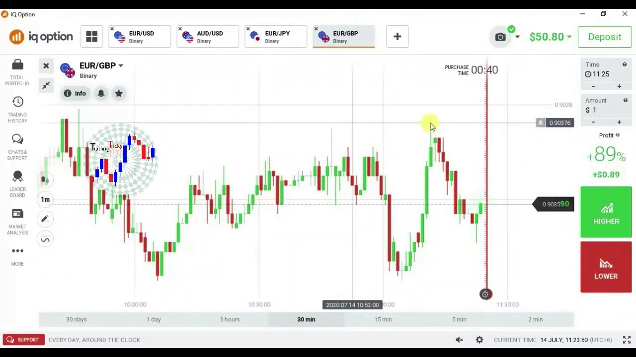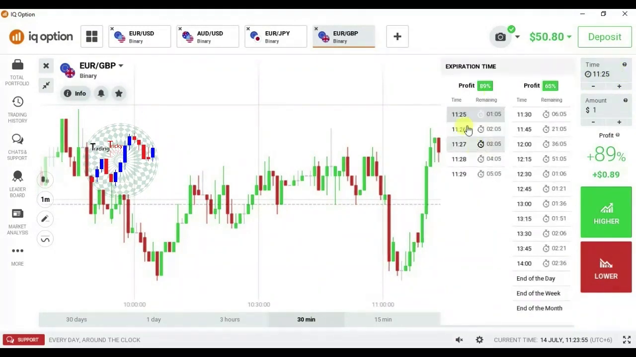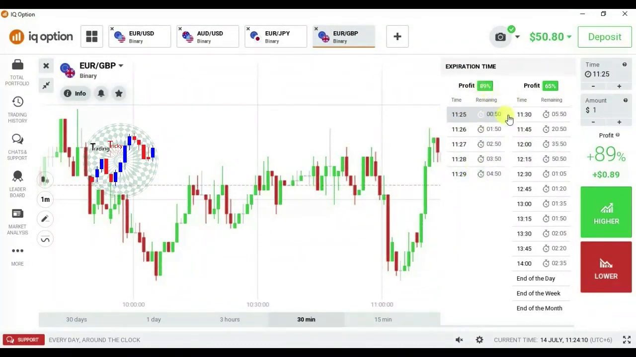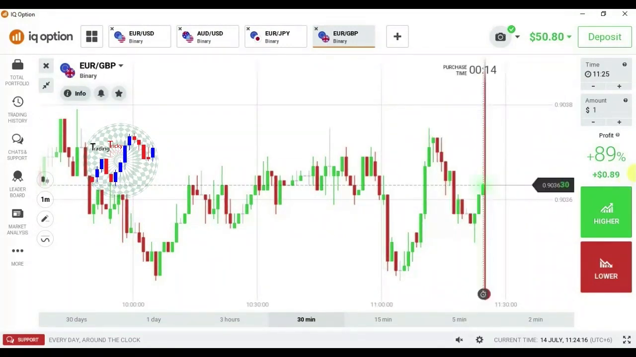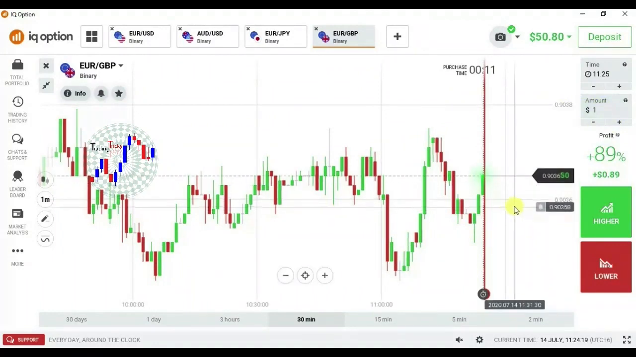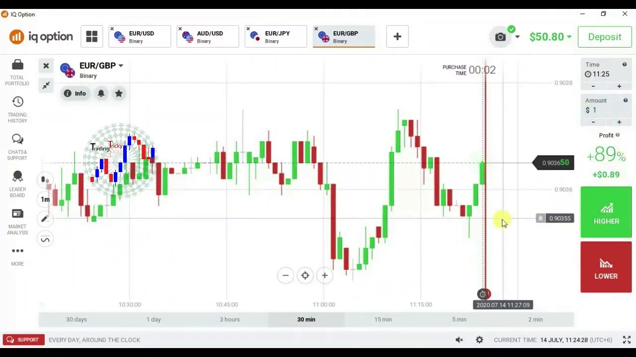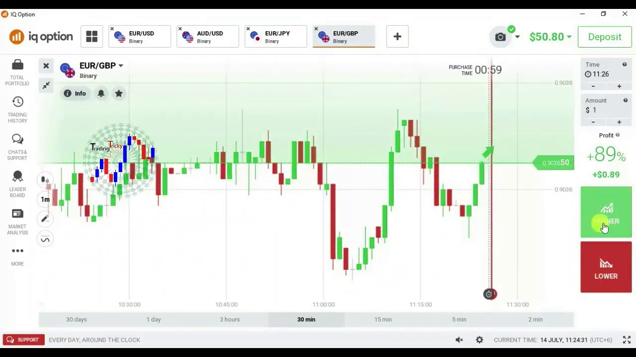So this is the expiry time, your trade expiry time. The minimum expiry time is 1 minute and up to 1 month. The payout percentage depends on the expiry time. Up to 5 minutes they are giving 89%, and after that you will have only 65%. And this is the invest amount. Like now, if you invest $1 and you win, they will give you $1.89, and if you lose, your $1 will be lost. This is the button for the higher option.